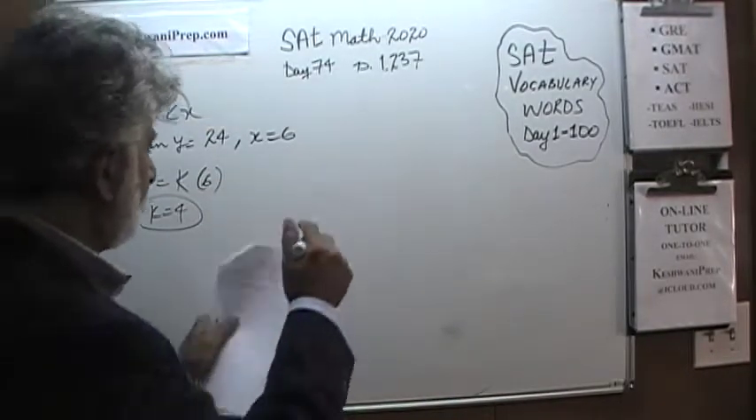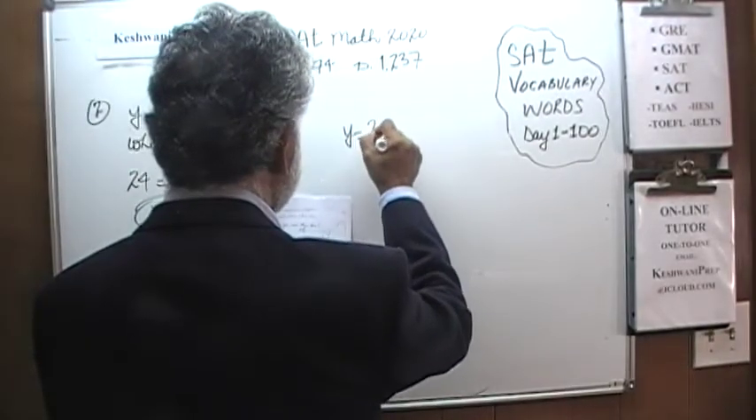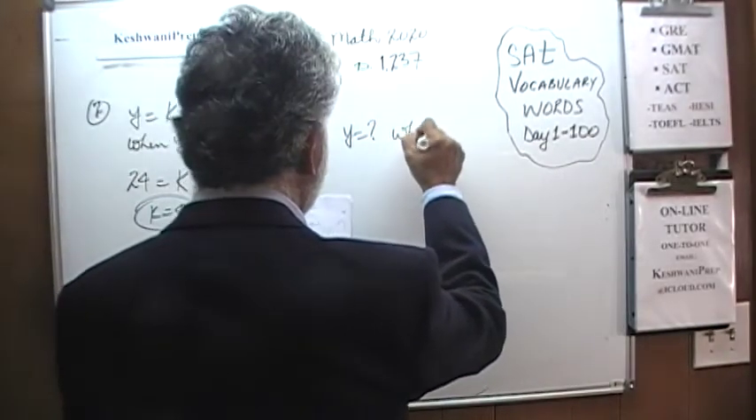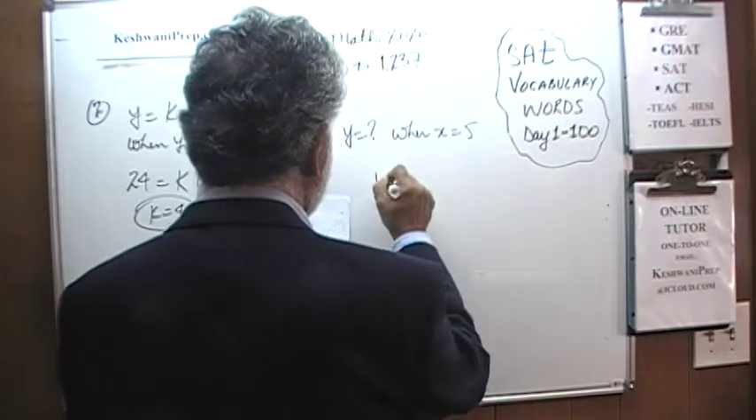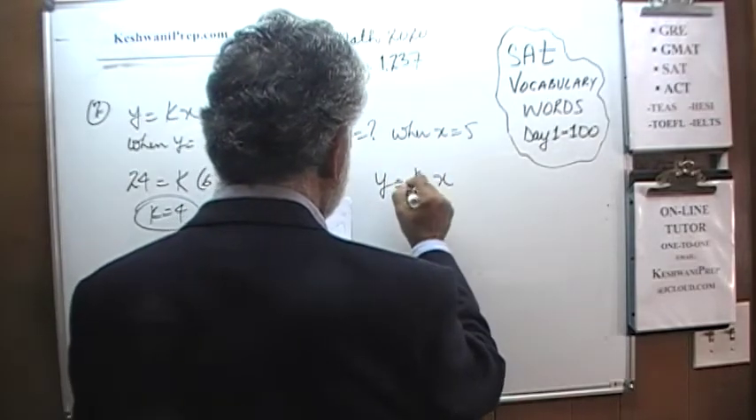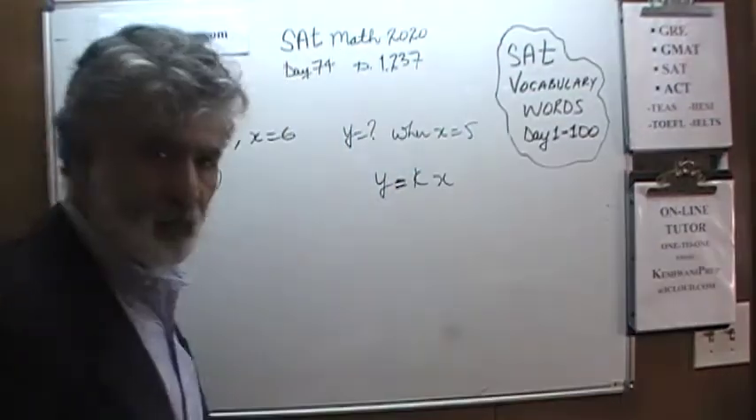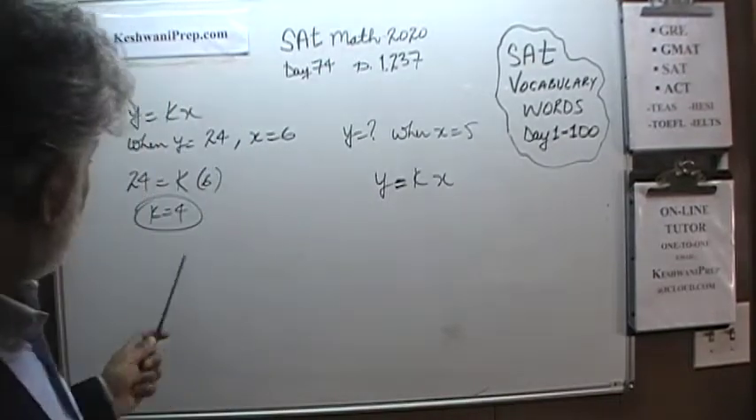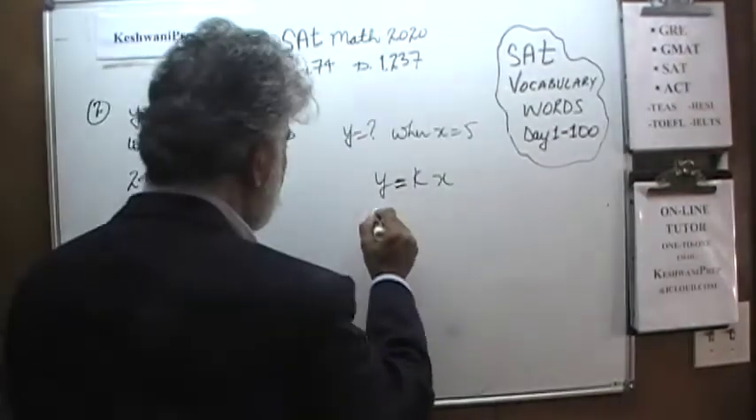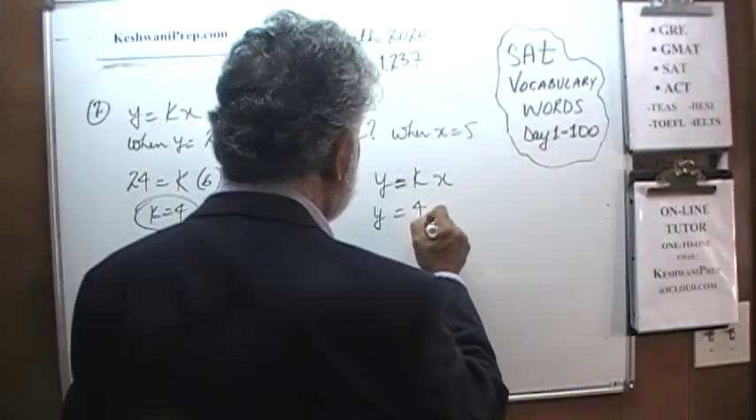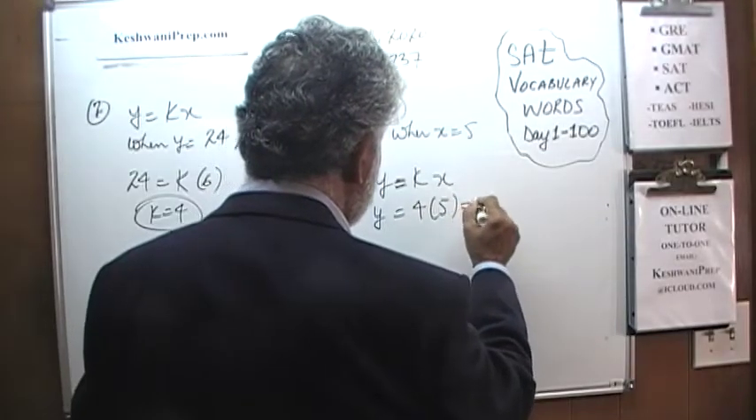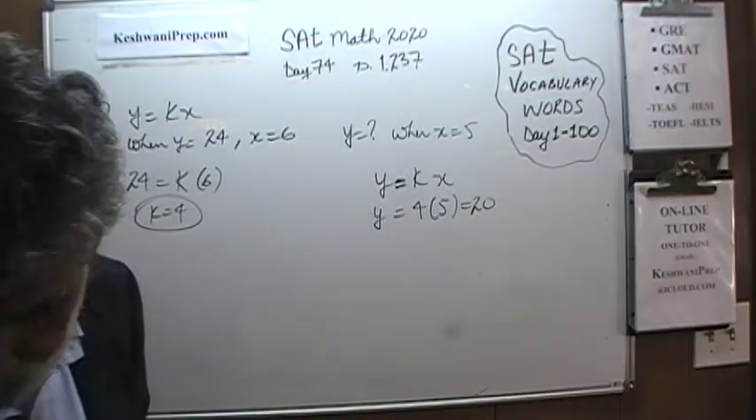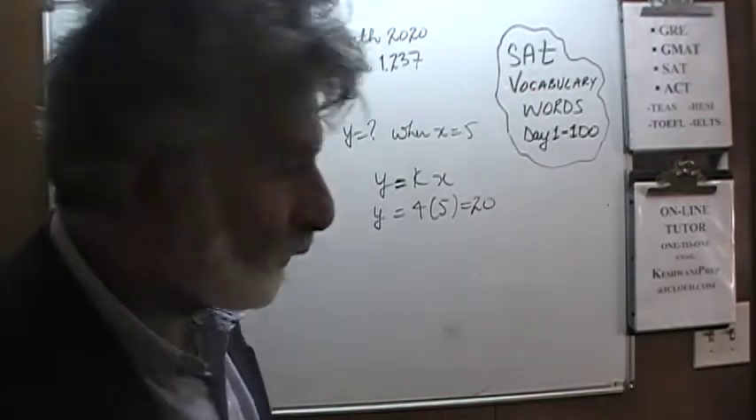Now the question is, how much is y when x is equal to 5? Y we know is equal to k times x. We just found out k to be 4. Let's put that in here. So y is equal to 4 times 5. Therefore y must be 20. Very simple, very straightforward, because it's the easy questions. Number 3.